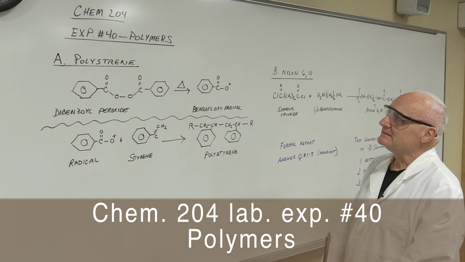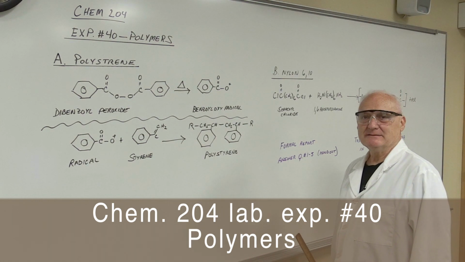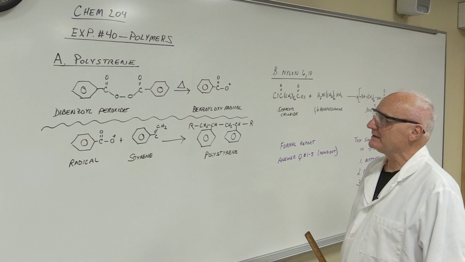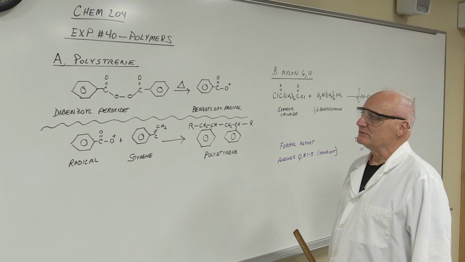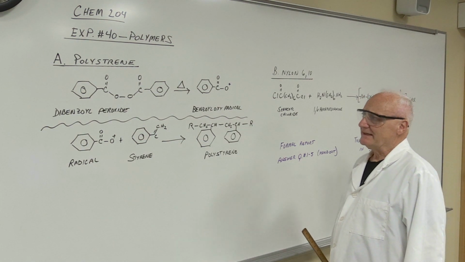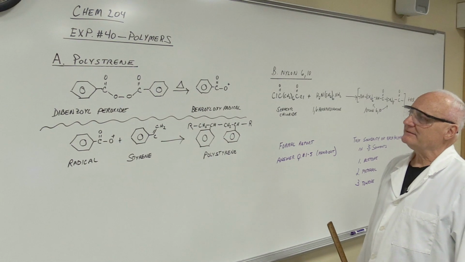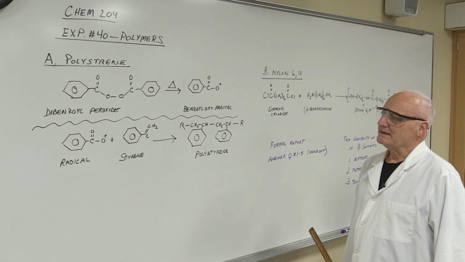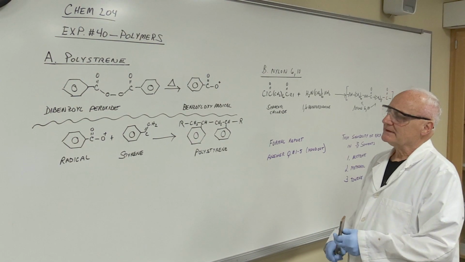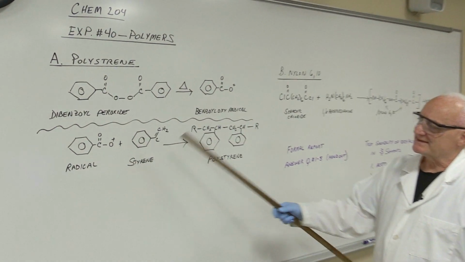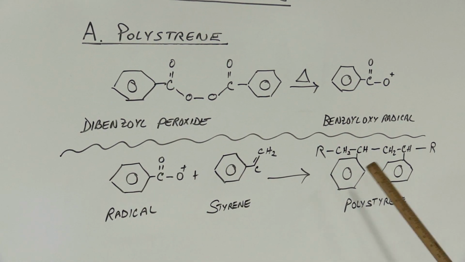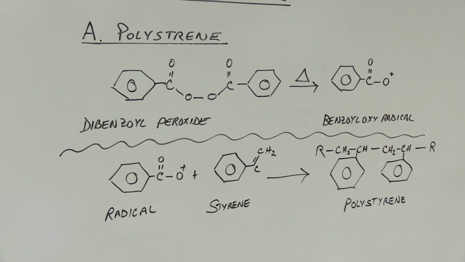Today's 204 experiment is on polymers, which is experiment number 40 in your book. We're going to make two types of polymers. One is polystyrene, which is made from styrene. If you take a monomer like styrene and put a series of them together, you get polystyrene. So poly means many, mono means one.